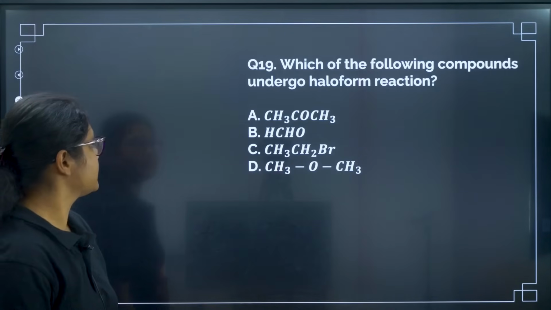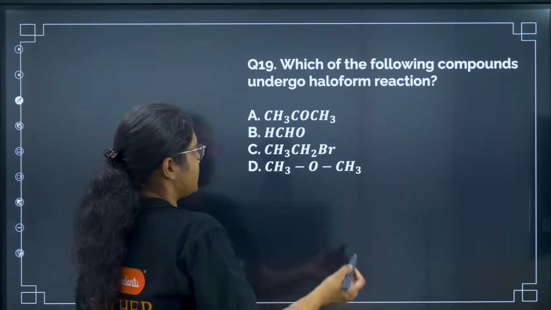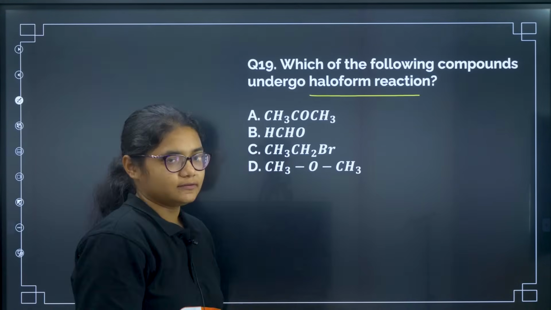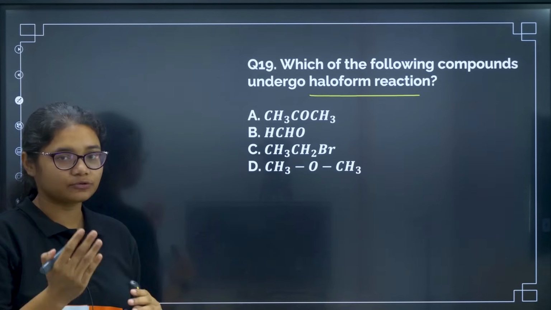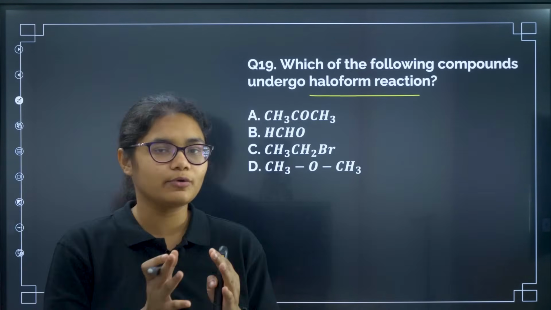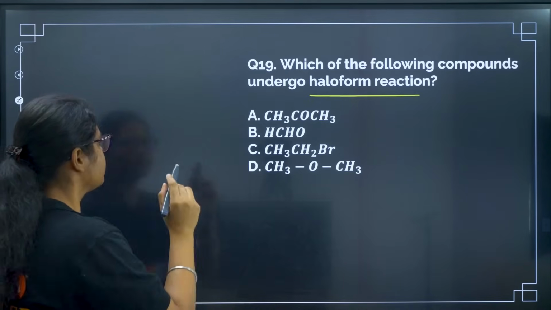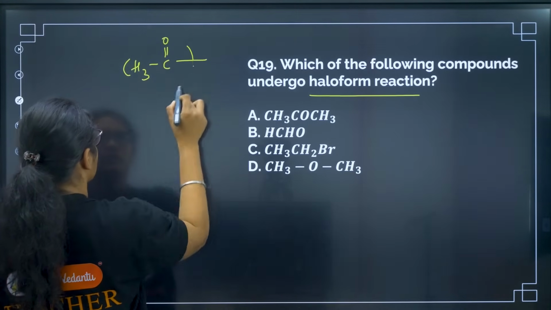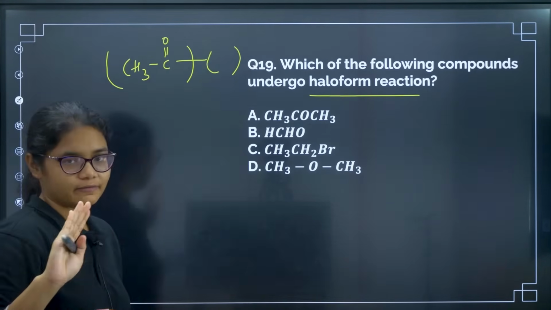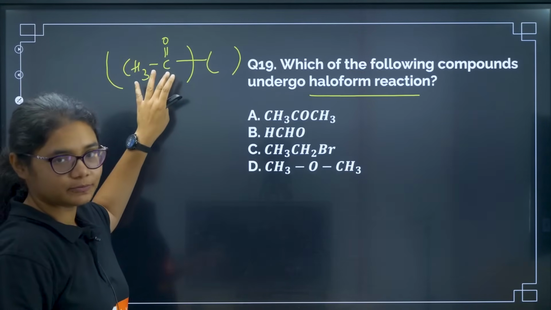Now let us see the next question. Which one of the following compounds undergoes haloform reaction? I have told you two conditions. Again, I'll repeat. There are two conditions to check whether a compound can undergo haloform reaction or not. The first condition is it should have this group. Rest, whatever is here, we are not worried. The only condition is this part should be present.